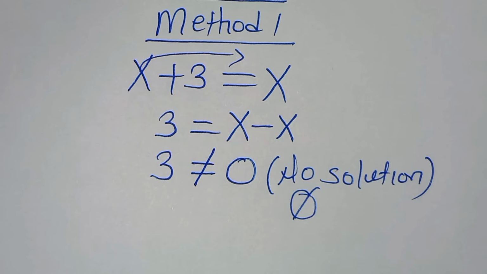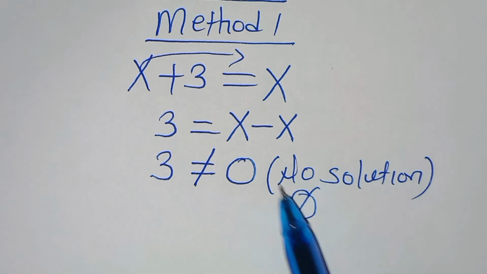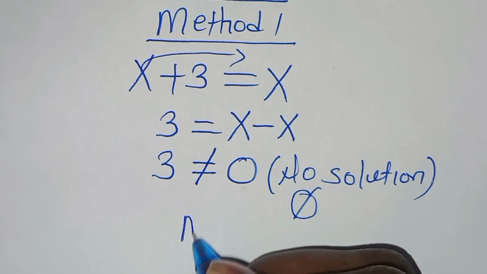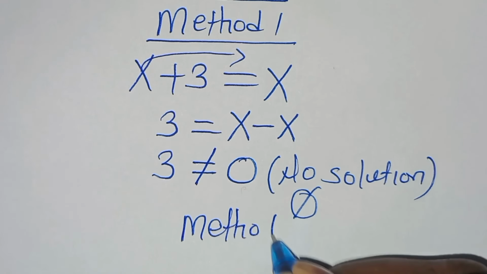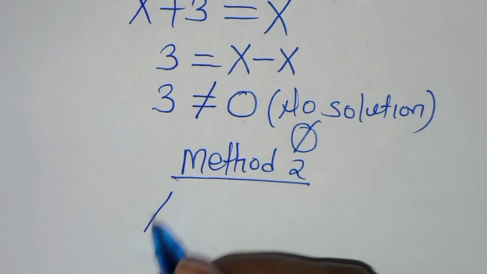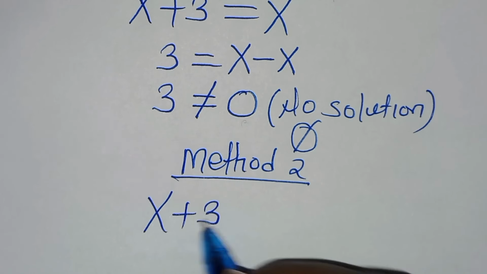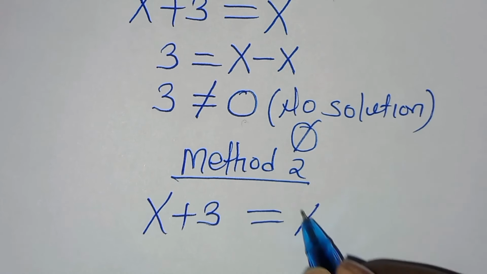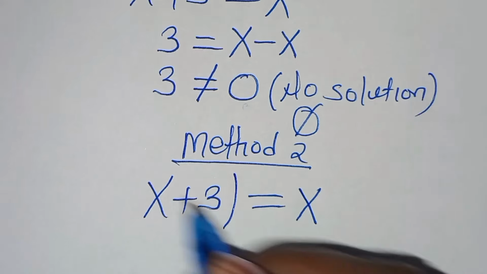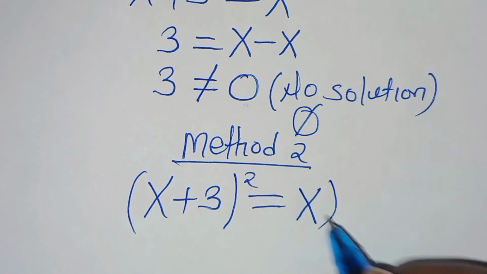So the question here is, does this problem have a solution? Let's check from method 2. We have x plus 3 equal to x. The first step to do here, let's square both sides.